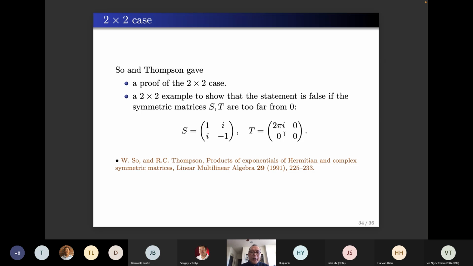Not that they just conjectured it without anything. They establish the conjecture when n is 2. They also use the 2x2 case as an example to show that the statement is false if the symmetric matrices S and T are too far away from the origin. So that's why the conjecture is a local conjecture.